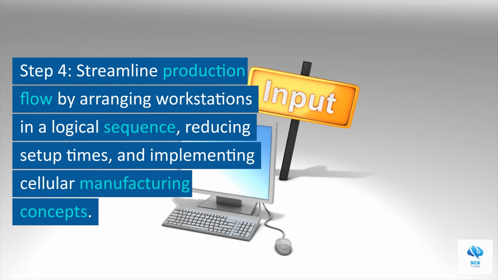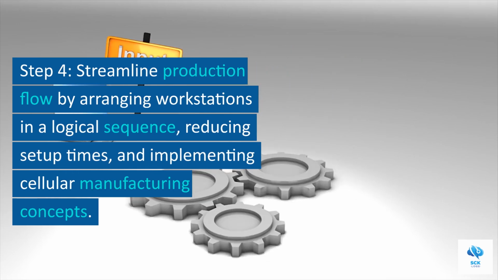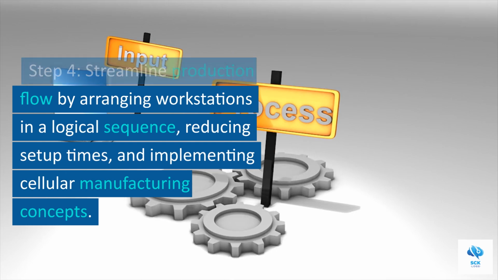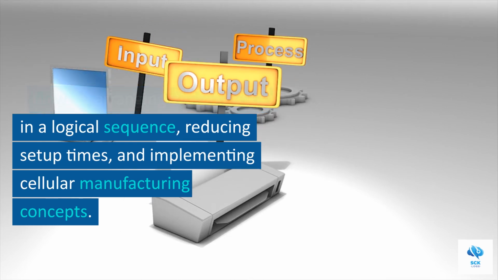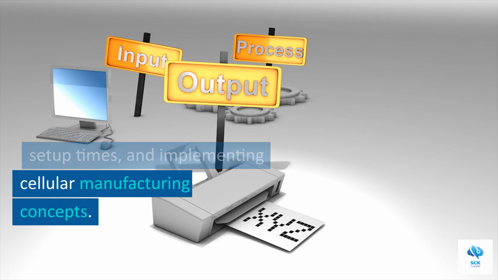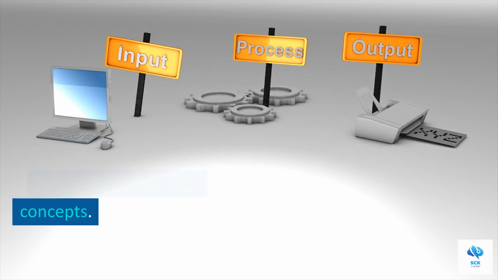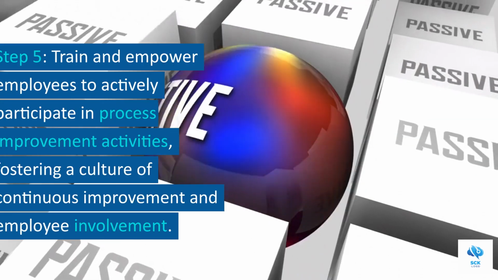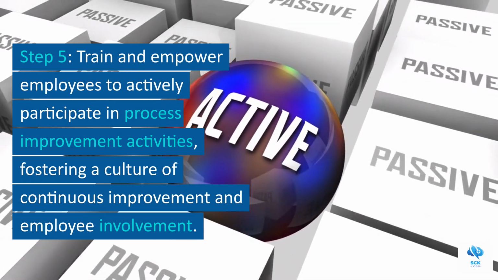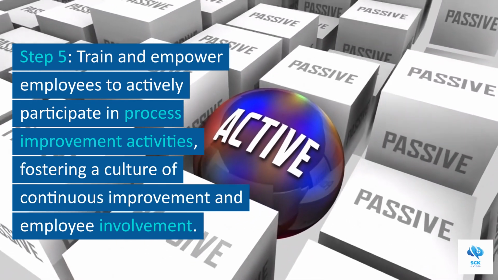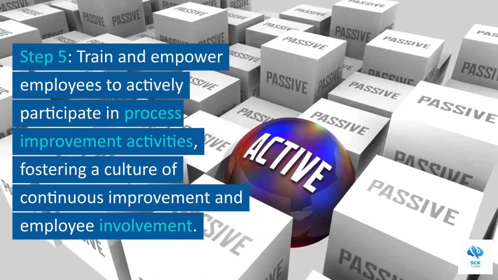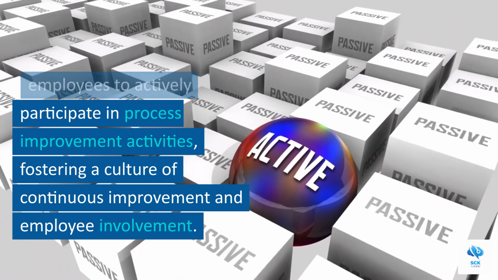Step 4. Streamline production flow by arranging workstations in a logical sequence, reducing setup time, and implementing cellular manufacturing concepts. Step 5. Train and empower employees to actively participate in process improvement activities, fostering a culture of continuous improvement and employee involvement.